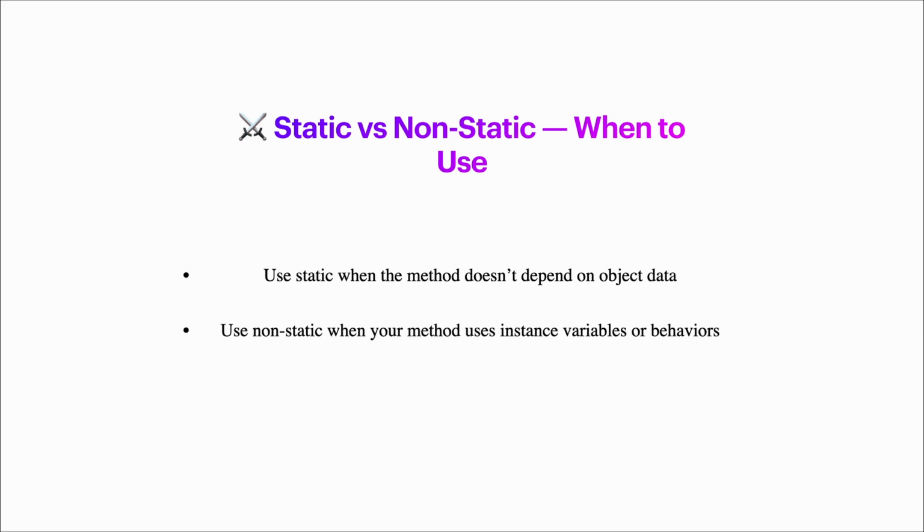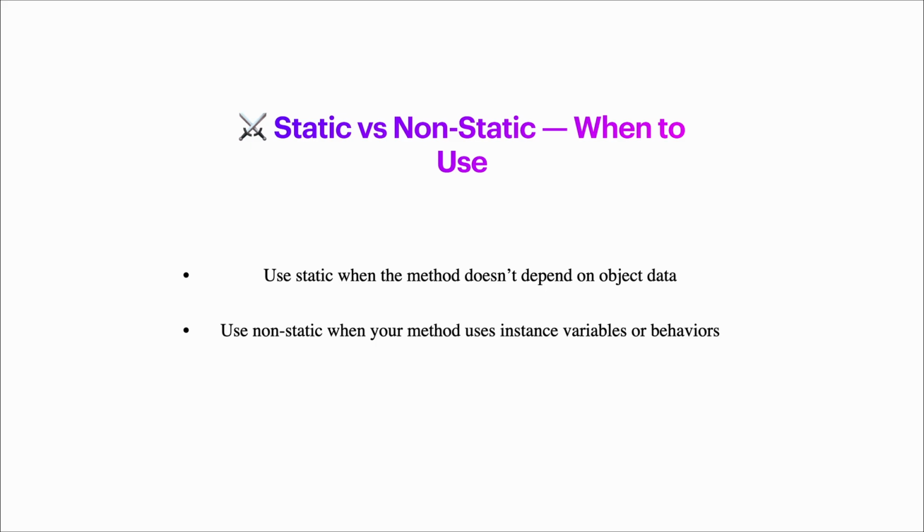So we use static when the method doesn't depend on object data. The method predefines itself. It doesn't depend on me adding objects to make the method work. Then we use non-static when the method uses instance variables or behaviors. When there are objects, variables, behaviors, then we don't put static. So we don't add the static keyword. Don't go and write non-static. It's either static or not static. So either you write static or you don't write static.